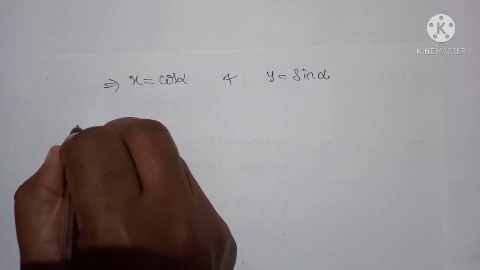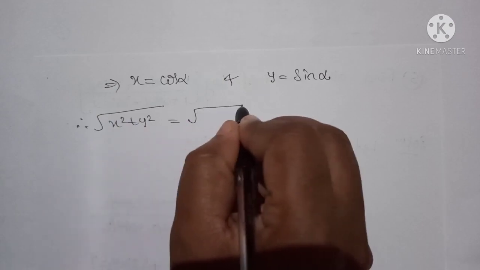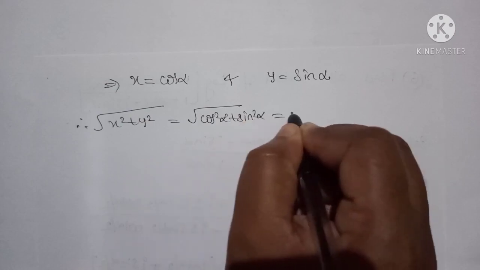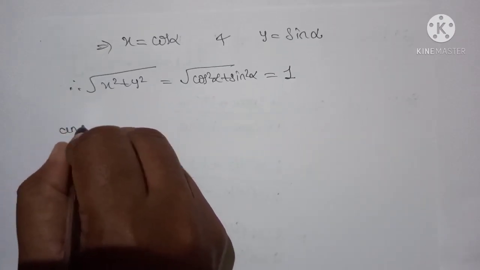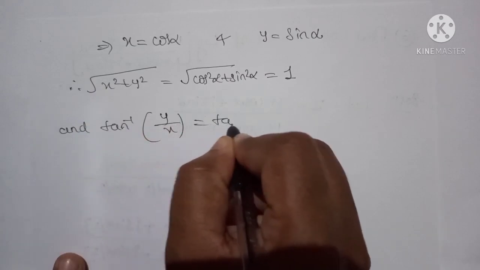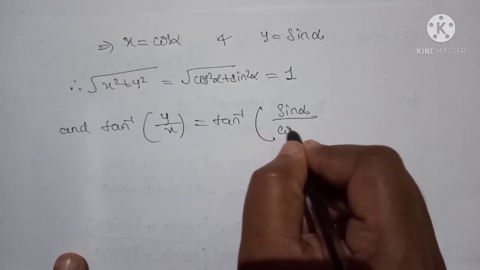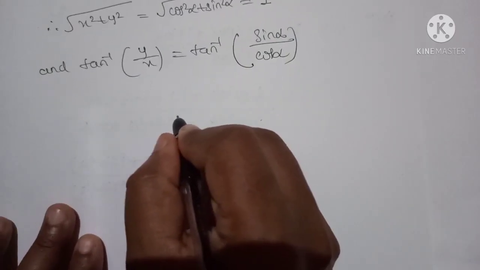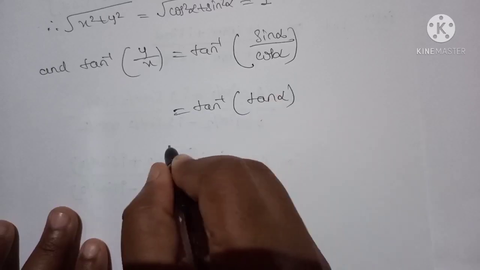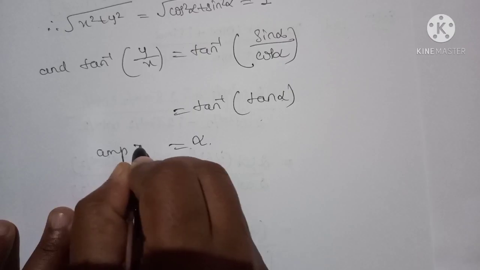Therefore square root of x square plus y square equals square root of cos square alpha plus sin square alpha, which equals 1. And tan inverse of y by x, where the y value is sin alpha and the x value is cos alpha, equals tan inverse of tan alpha, which implies that we get alpha. That is, the amplitude of z equals alpha.